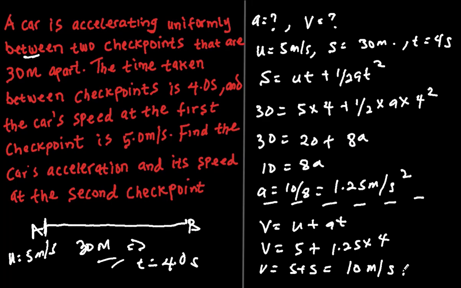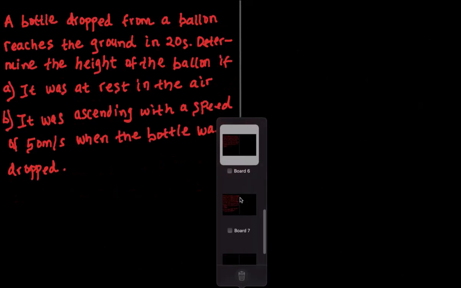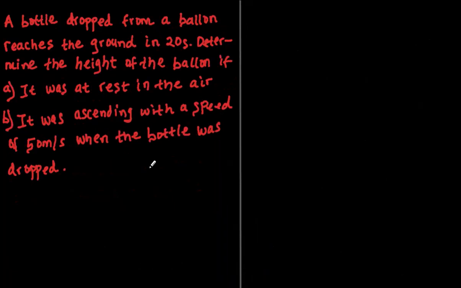I believe that is quite simple enough and easy to understand. Now let's see another problem. So here's another problem. Yes, this is an interesting one. A body dropped from a balloon reached the ground in 20 seconds. Determine the height of the balloon if, in the first scenario, it was at rest in the air, then B, it was ascending with a speed of 50 meters per second when the bottle was dropped.